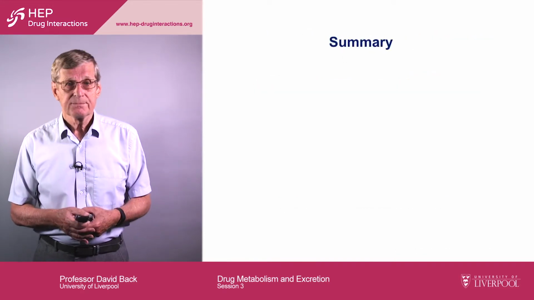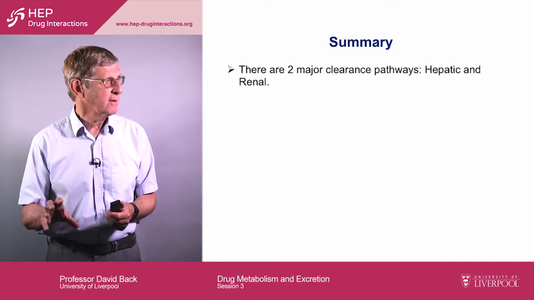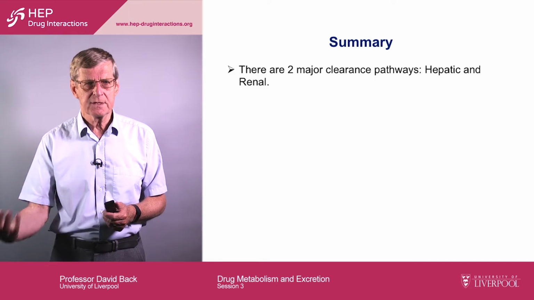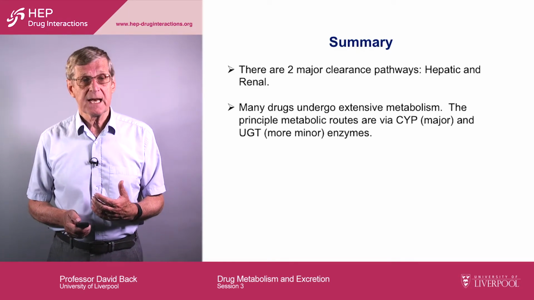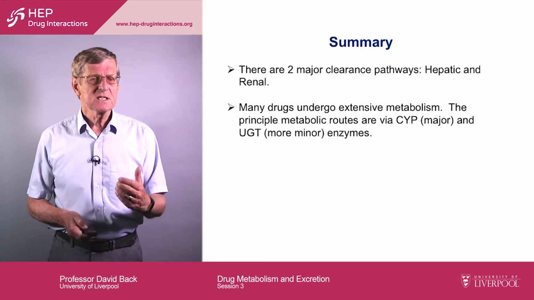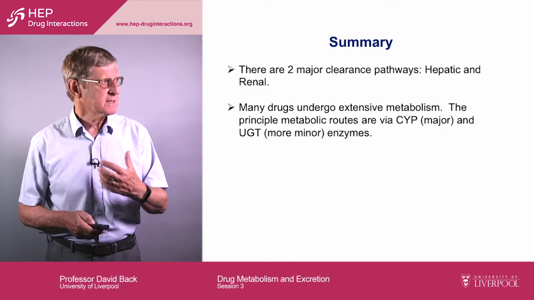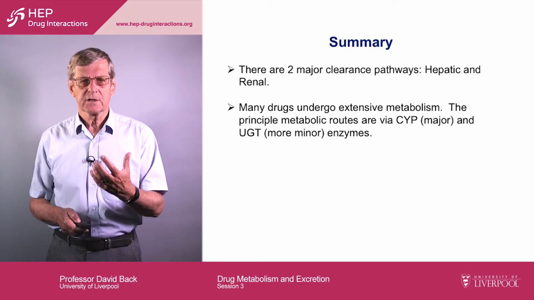So in summary, I hope what we've been able to show is that there are two major pathways of clearance. One is the liver, hepatic, and the other is the kidney, renal. That many drugs do undergo extensive metabolism. That's the way the body is getting rid of the drug. And the principal routes that we've considered are CYP, cytochrome P450, as a major pathway, and UGT, glucuronosyltransferase, as a more minor pathway.